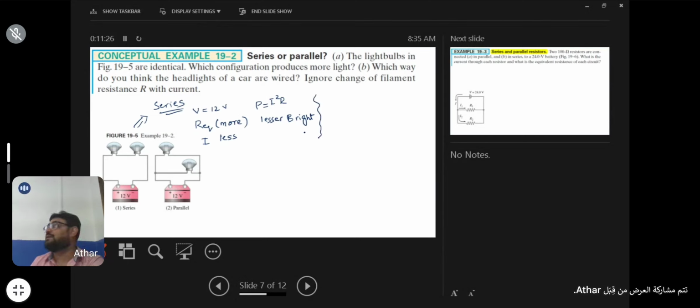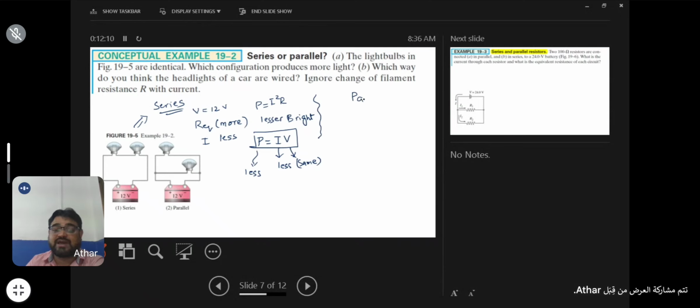Yes, I am going to repeat. When we talk about series combination, our resistance is more, and more resistance means less current. When current is less, according to the rule, P is equal to, let me change the rule to give you more understanding, P is equal to IV. When you use this relation, what does it mean? Current is less, but voltage is the same for both series and parallel, right? Voltage is 12 volt for both. So voltage is same, current is less, so power output is less. Lesser power output means lesser brightness.